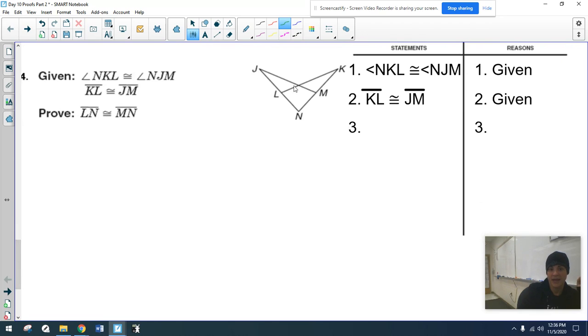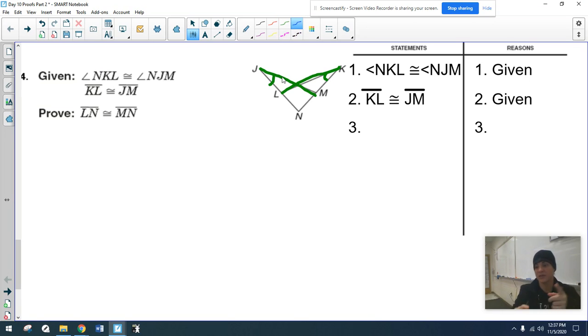I've got NKL. So NKL, that's this angle. And NJM, that's this angle. So that's given. KL, which is a little harder to mark, so I'm going to highlight it. KL and JM, those 2 are equal. That's all they give me. So I need another piece of info.